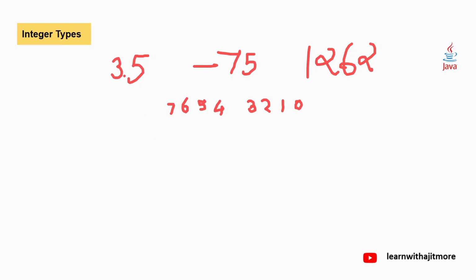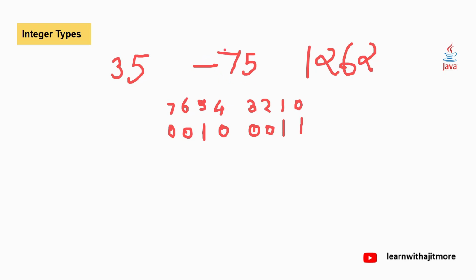Now I want the binary of 35. So I'll take 2 raised to 5. 2 raised to 5 is 32. In the 5th bit I'll put 1. So it is 2 raised to 5, 32. 3 more I need. So 2 raised to 1 is 2, and 2 raised to 0 is 1. So 2 plus 1, 3, and this 32 makes 35. Remaining all are 0. Okay, this is the binary of 35. In the same way there will be the binary of 1262, and the binary of minus 75.